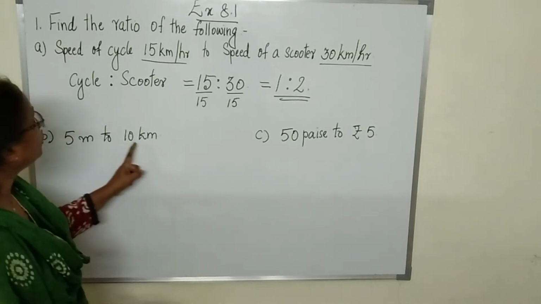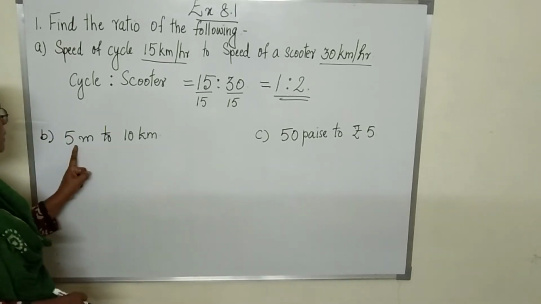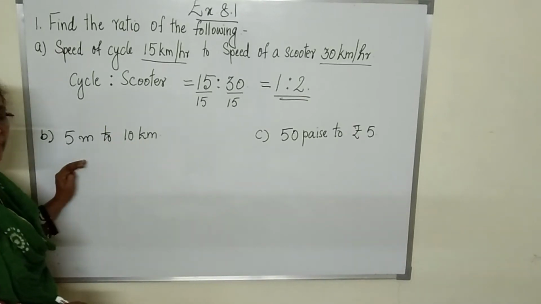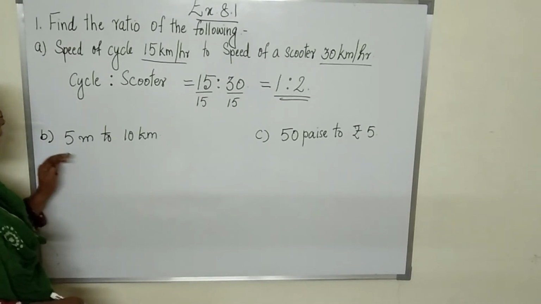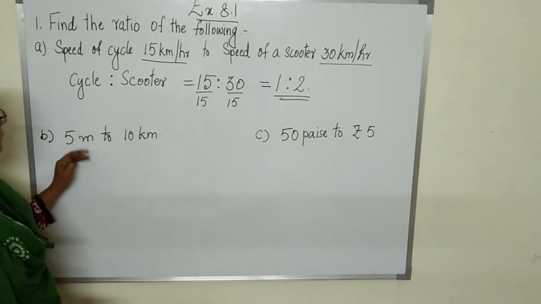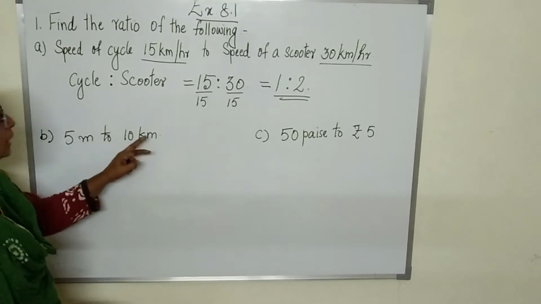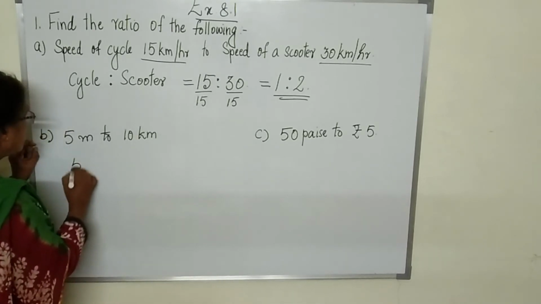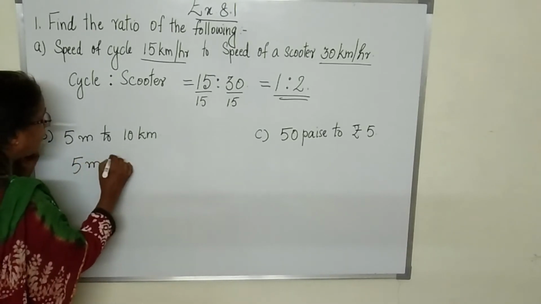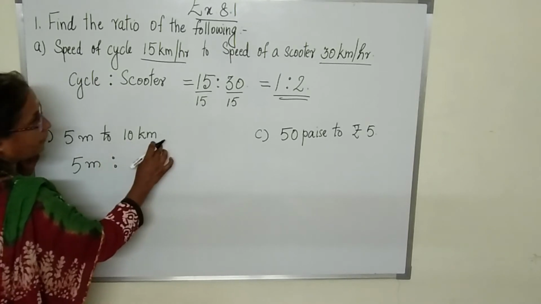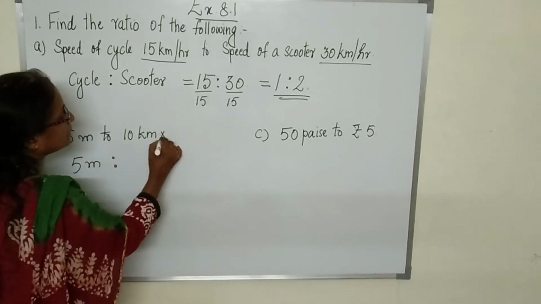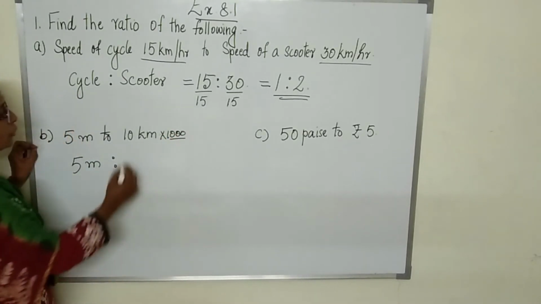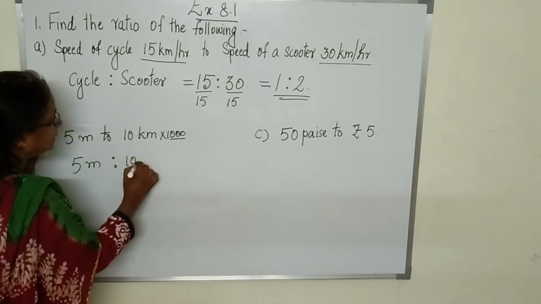It is 5 meter to 10 kilometer. One is in meter and one is in kilometer. So can you directly write the ratio between them? Not possible. So what we have to do? We have to convert either meter to kilometer or kilometer to meter. So 5 meter is to 10 kilometer. 1 kilometer is, kilo means 1000. So we can multiply by 1000 to make it meter. So 10,000 meter.